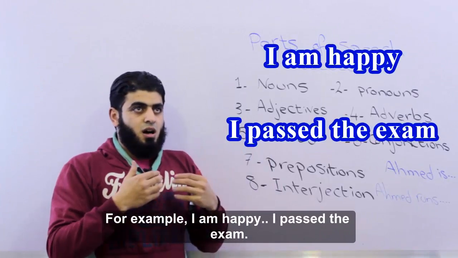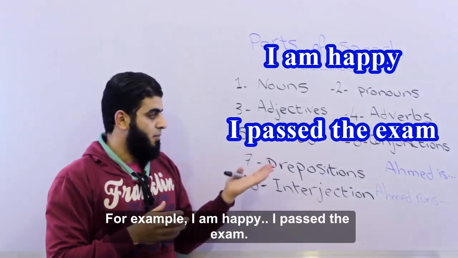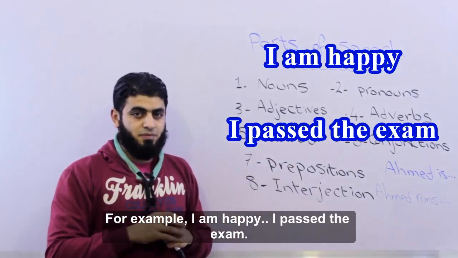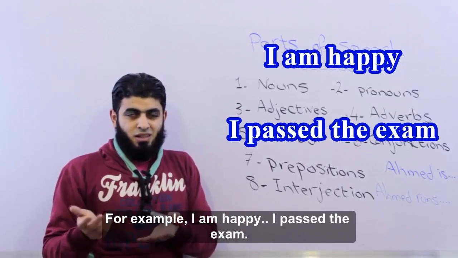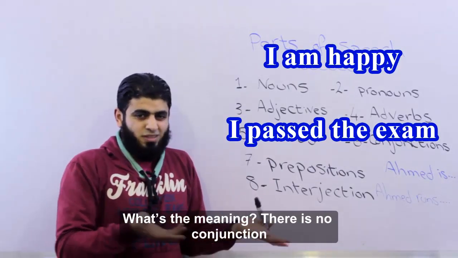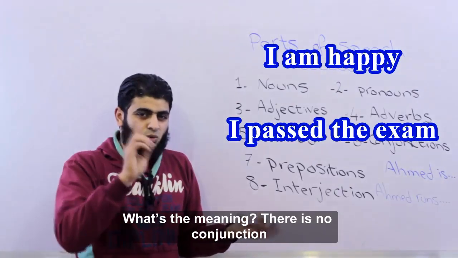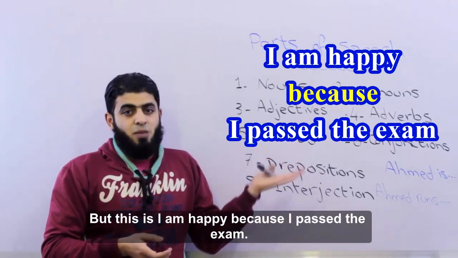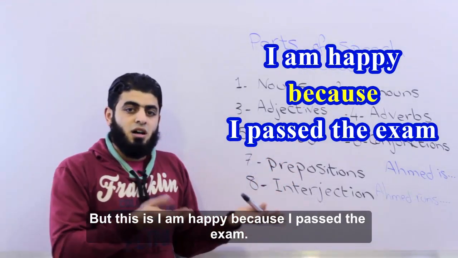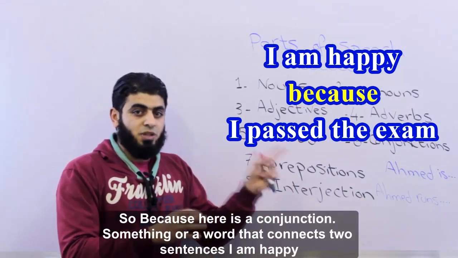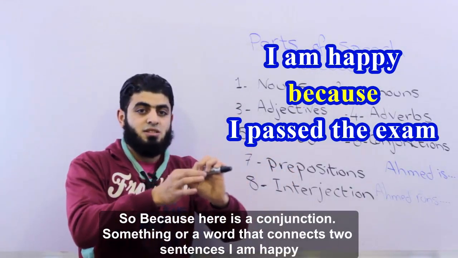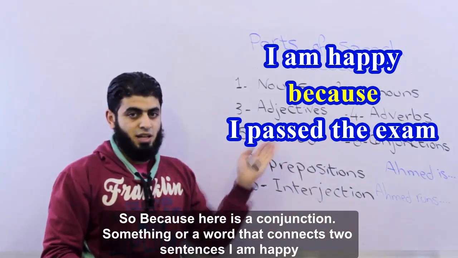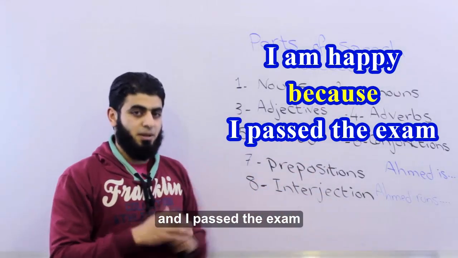For example, I am happy. I passed the exam. So, I am happy. I passed the exam. What's the meaning? There is no conjunction. But this is I am happy because I passed the exam. So because here is a conjunction, something or a word that connects two sentences. I am happy and I passed the exam.